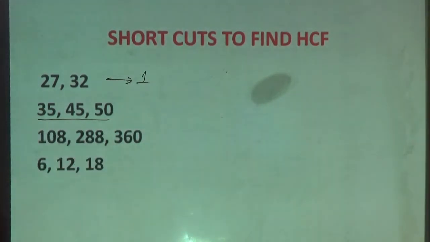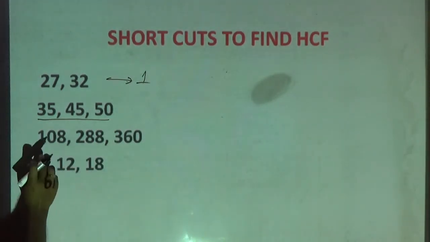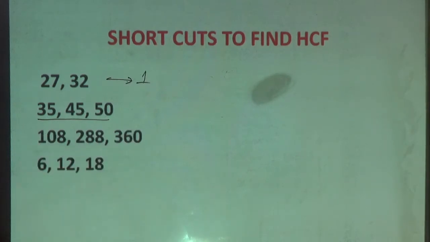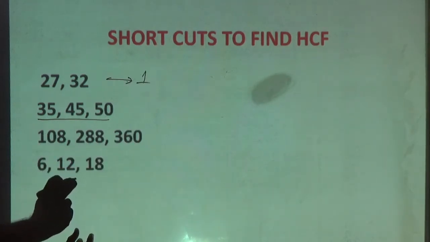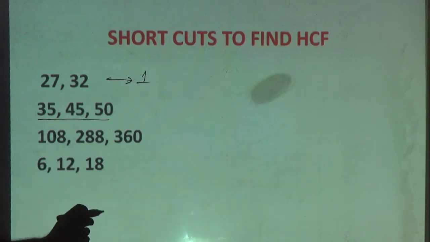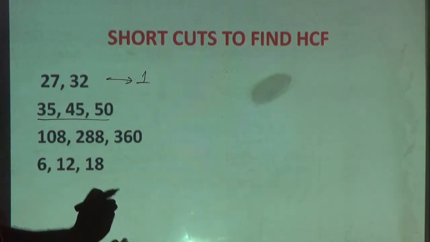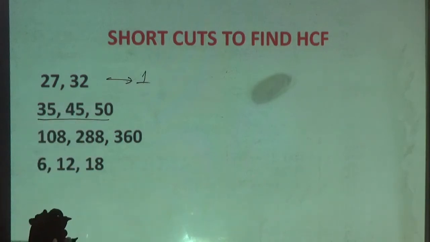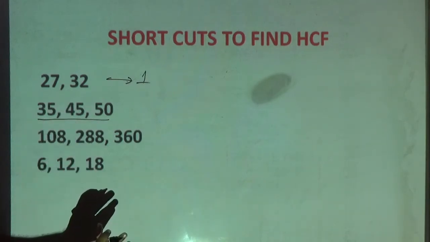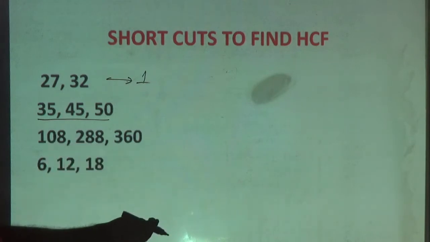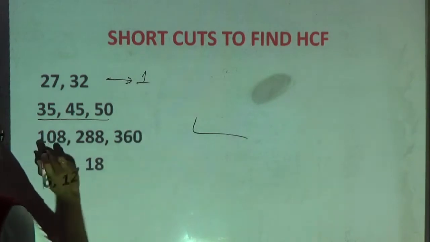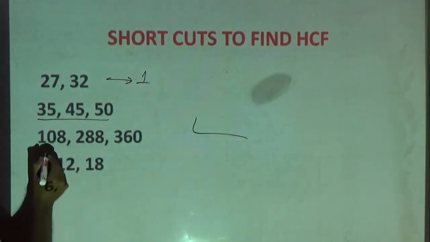Next. Now I need to find HCF of 108, 288 and 360. Now the numbers are slightly bigger. So don't go for a difference method. The difference method is easy only when the numbers are smaller, like 35, 40 and 55. If the numbers are a little bit bigger and the difference is much bigger, don't go for the difference method. You follow the second method, that is, among these three numbers, which is the smallest number?